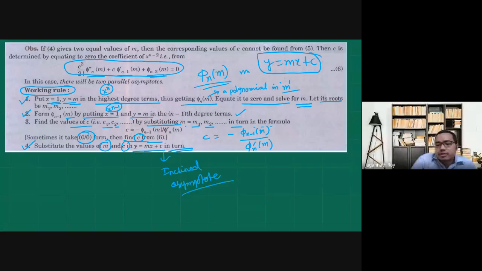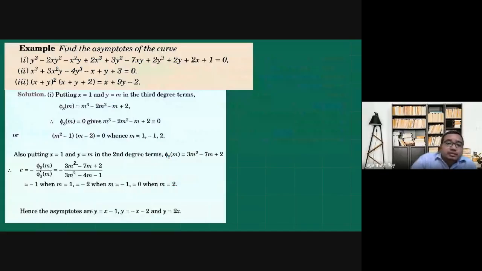So let us see some examples. For the first example, the degree is 3. For x to the power 3, or x cube, we'll define this phi 3 of m. Remember, phi n of m. So the 3 degree terms are here. This one is 3 degree. This one is also 3 degree. This one is also 3 degree. Again, this one is also 3 degree.